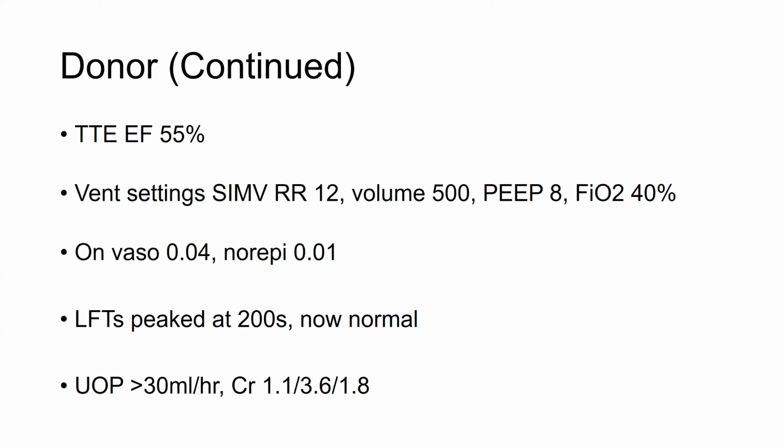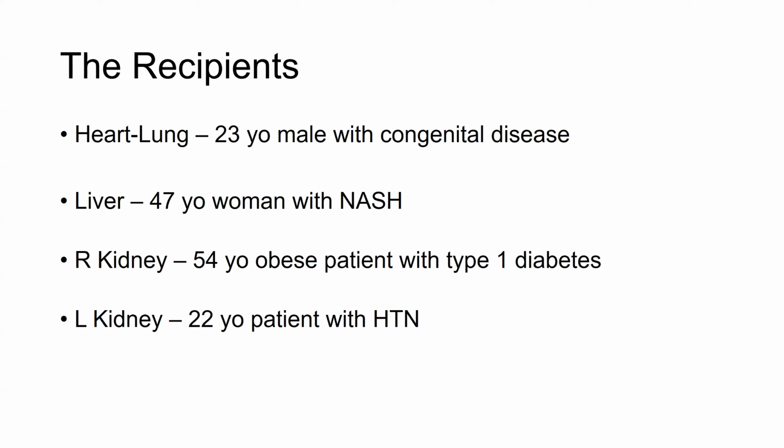So this is a donor that likely is a multi-organ donor, and the recipients that received organs from this donor eventually include a heart lung that went to a 23-year-old male transplanted for congenital disease, a liver that went to a 47-year-old woman with NASH, a right kidney that went to a 54-year-old obese patient with type 1 diabetes, and a left kidney that was received by a 22-year-old patient with just severe hypertension as their described cause of kidney failure.